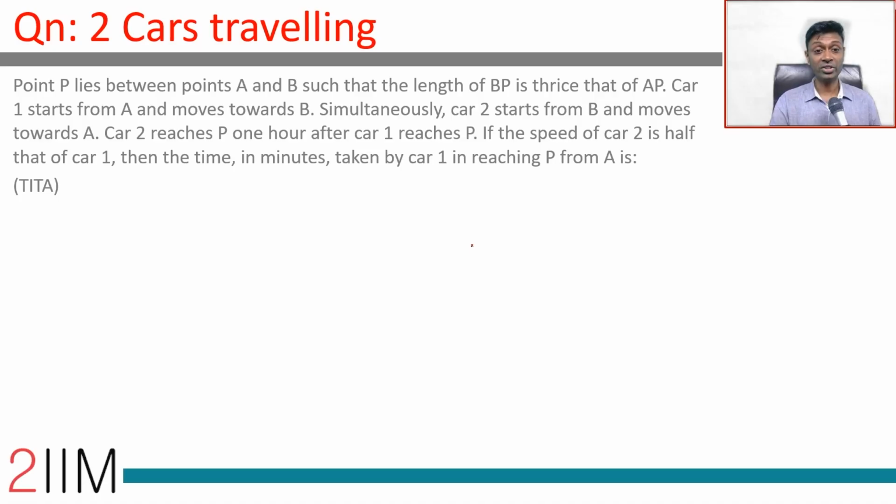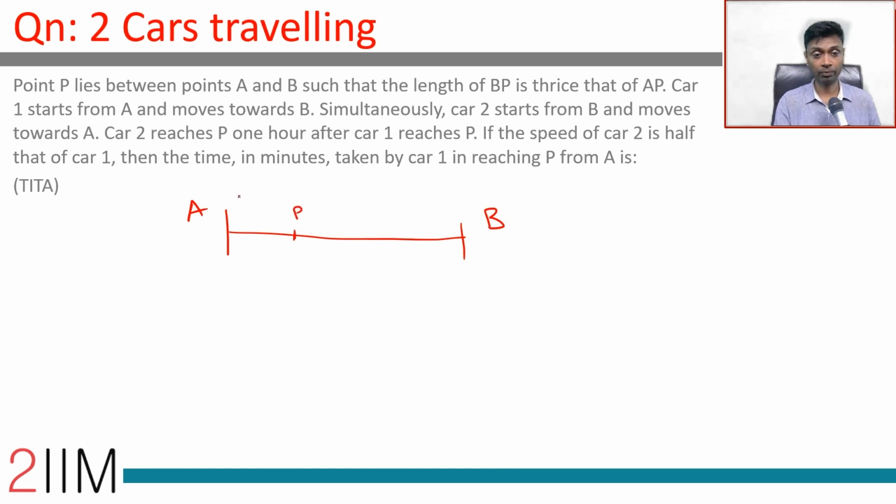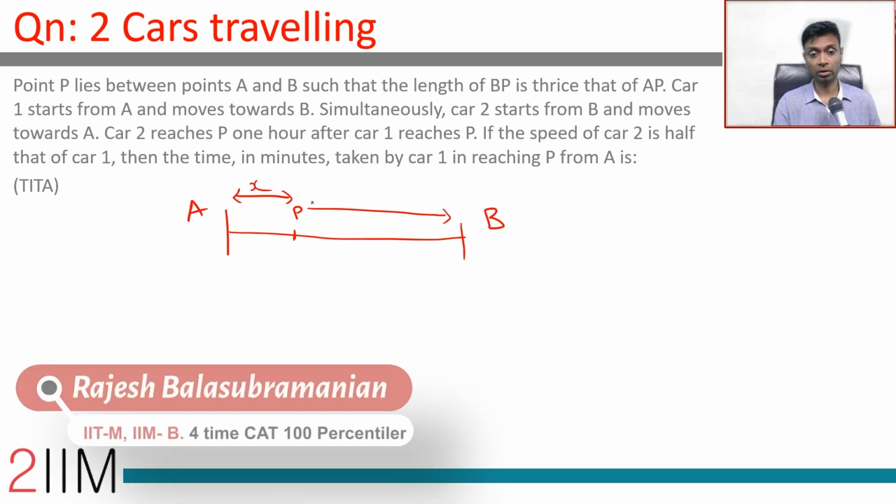Point P lies between points A and B such that the length of BP is thrice that of AP. So A and B. BP is thrice that of AP, so P is close to A. P is somewhere here. If this distance were x, this distance is 3x.